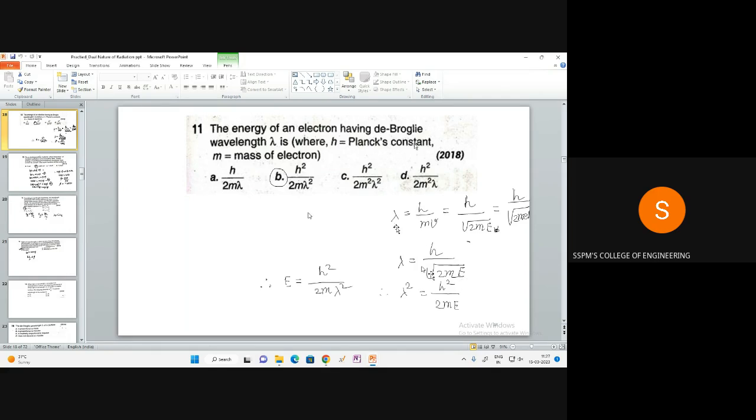Okay, make the square on both sides. So lambda square equals to h square upon 2me, and therefore e equals to h square upon 2m lambda square. Finished. Okay, so which is that option? Not one, this one, h square upon 2m lambda square. So this is the second.